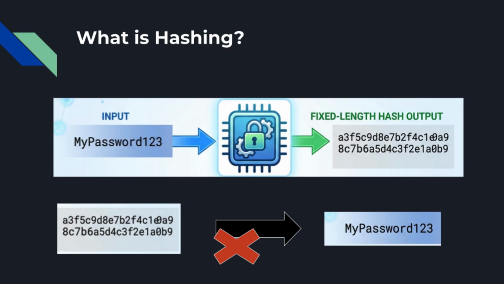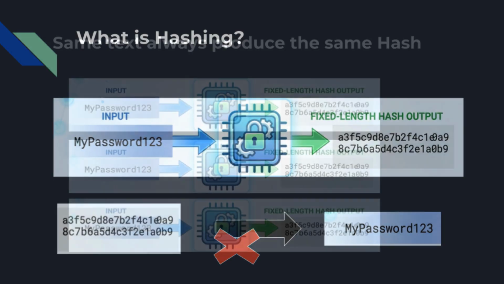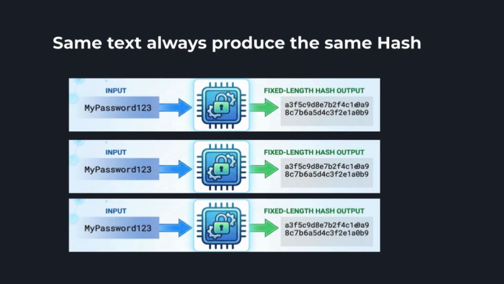The important thing to understand is that hashing is a one-way operation. You can generate a hash from a piece of data such as a password, but you cannot take the hash and convert it back into the original data. For example, if my password 123 is converted into a hash, you cannot retrieve the original text from this hash. In other words, even if a hash is publicly visible, there is no algorithmic way to reverse it and recover the original password. Another important property of hashing is that the same input always produces the same output.